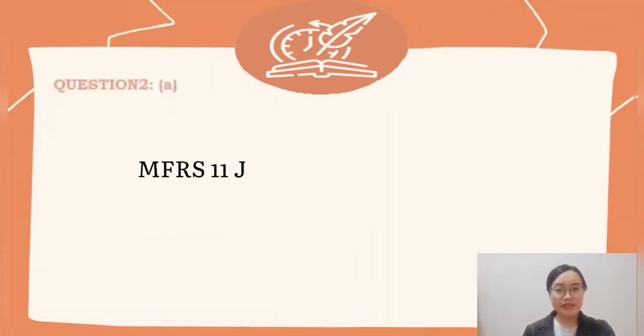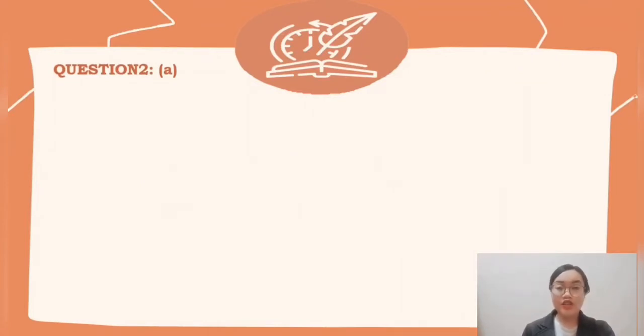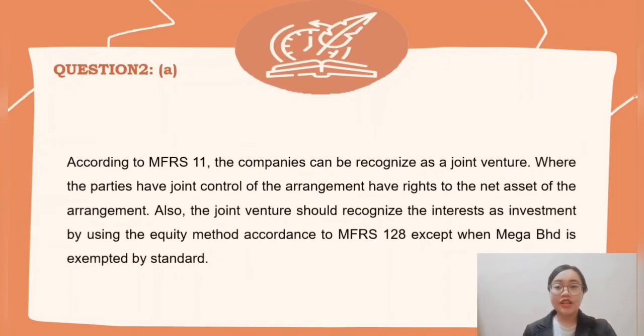Another possible standard that's suitable for the case is MFRS 11, joint arrangement. According to MFRS 11, the companies can recognize as a joint venture where the parties have a joint control of the arrangements, have a right to the net asset of arrangements. Also, the joint venture should recognize the interest as investment by using the equity method according to MFRS 128, except when Mega Berhad is exempted by standard.